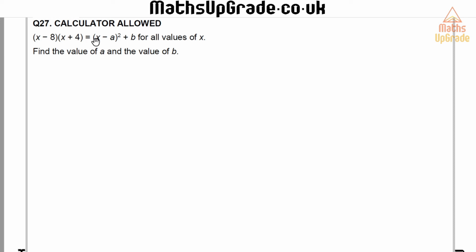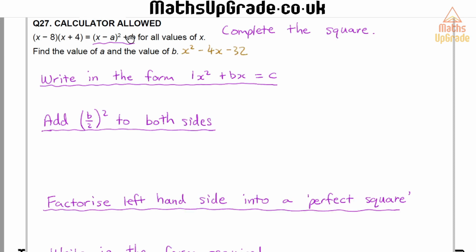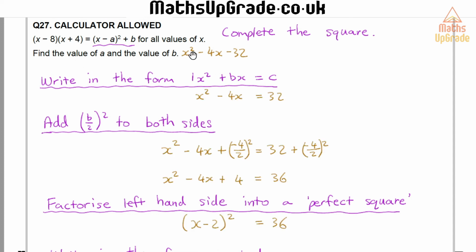I need to complete the square, as you can see from here. So first of all, I need to write it in the form 1x squared plus bx equals c. So I need to expand the brackets here. That gives me x squared minus 4x minus 32. And then if I bring 32 to this side, I'll get x squared minus 4x equals 32. If I then add b over 2 squared to both sides, so I need to add negative 4 over 2 squared to both sides, that gives me x squared minus 4x plus 4 equals 36.